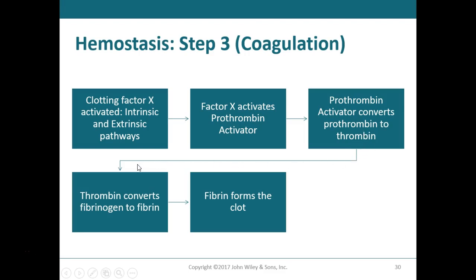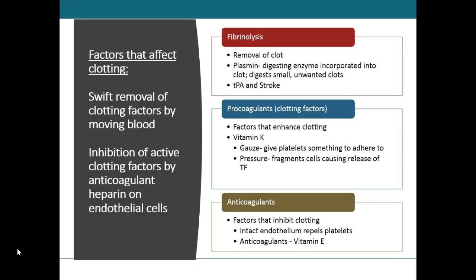Prothrombin is now thrombin. Thrombin converts fibrinogen to fibrin. Fibrin forms the clot. Now the important thing to remember, this is all enzymatically driven, and it only happens in the presence of calcium. So calcium is a cofactor in these reactions. Once a clot is formed, it plugs that damaged area of the blood vessel and bleeding stops.